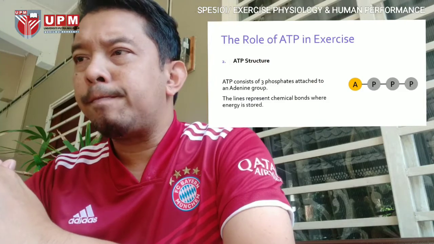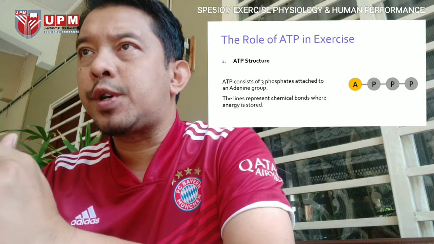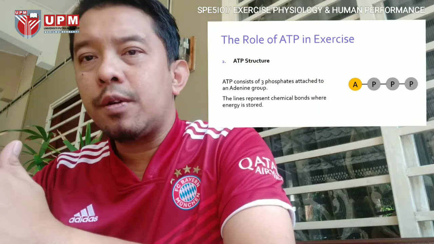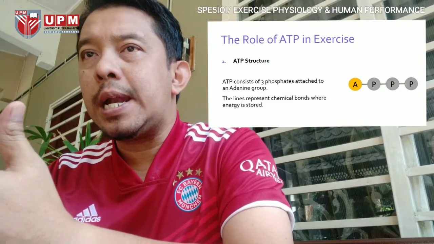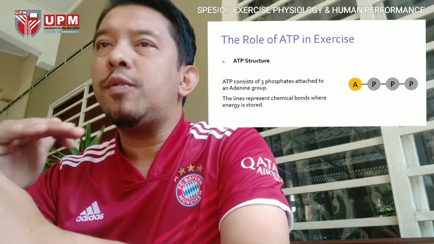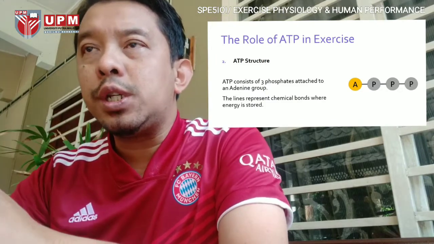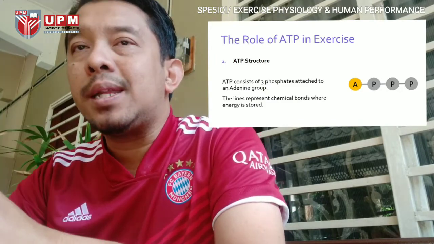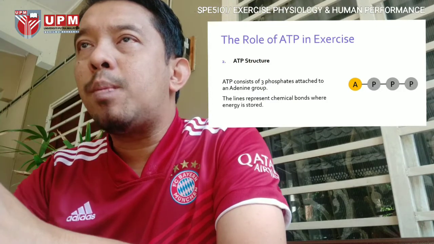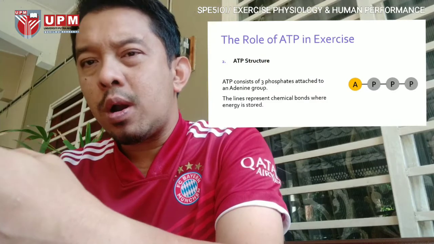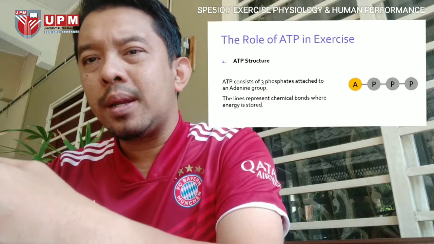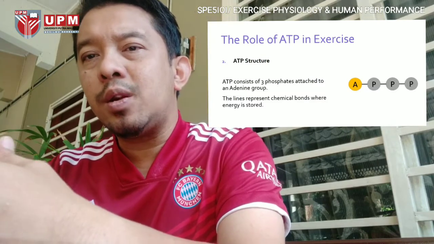In terms of the structure, ATP consists of 3 phosphates attached to the adenosine group, and the line between the phosphate and the adenosine represents the chemical bond where the energy is stored. So the energy holds the bond that combines the phosphate and adenosine to be a complete ATP.